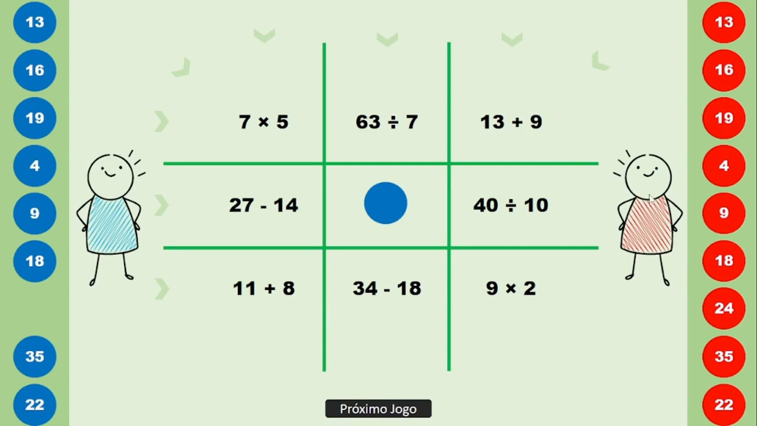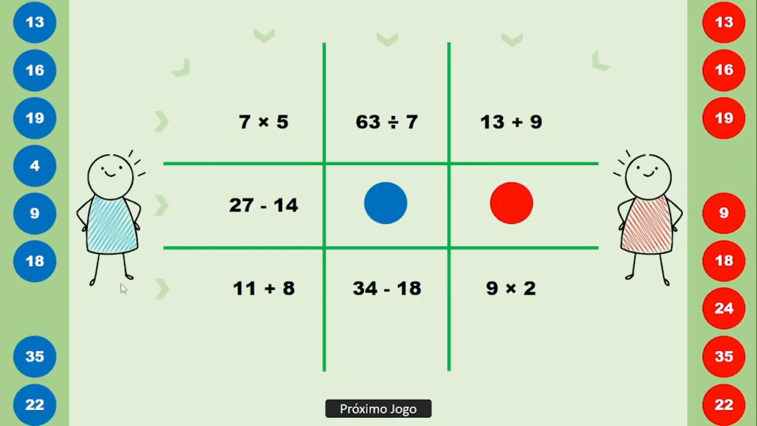The red team wants to answer 40 divided by 10. 40 divided by 10 equals 4. If it's correct, the teacher will click on 4. If it's wrong, the teacher will say that the red team answered incorrectly. So if you click on 4, a red dot will appear here.